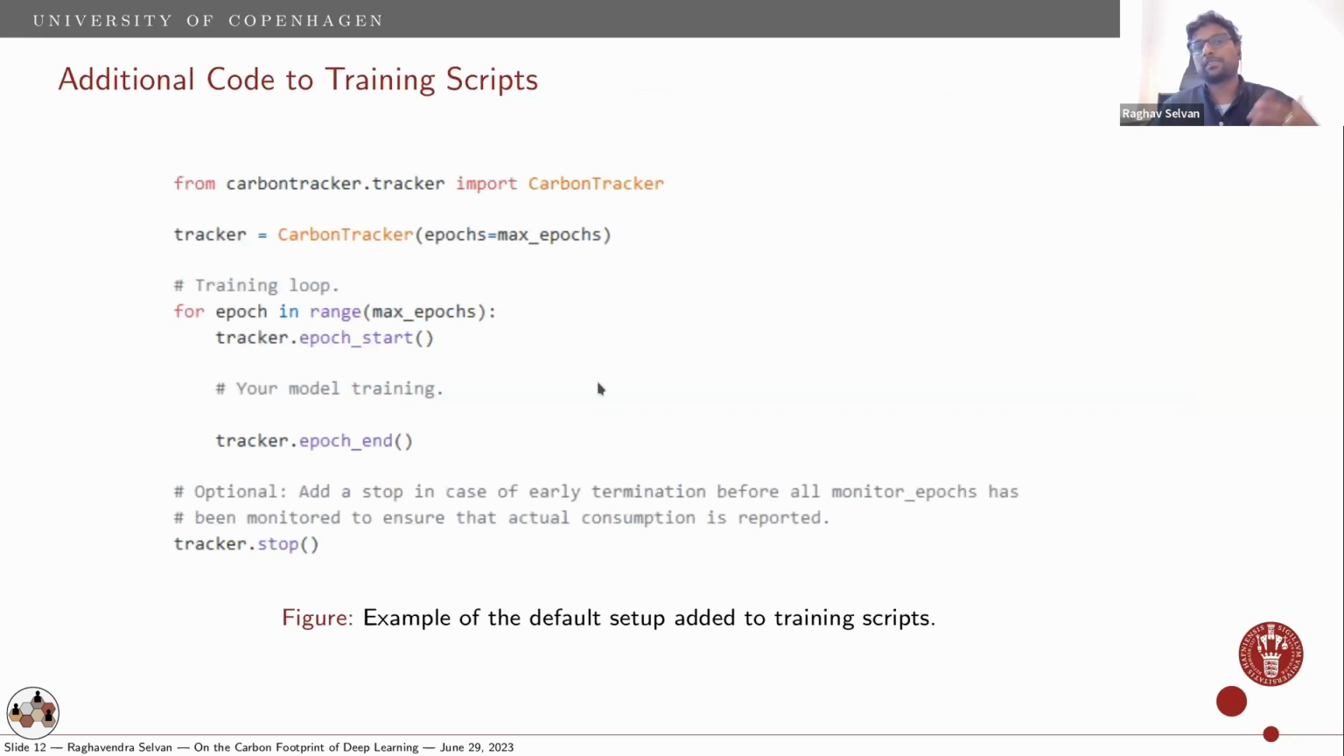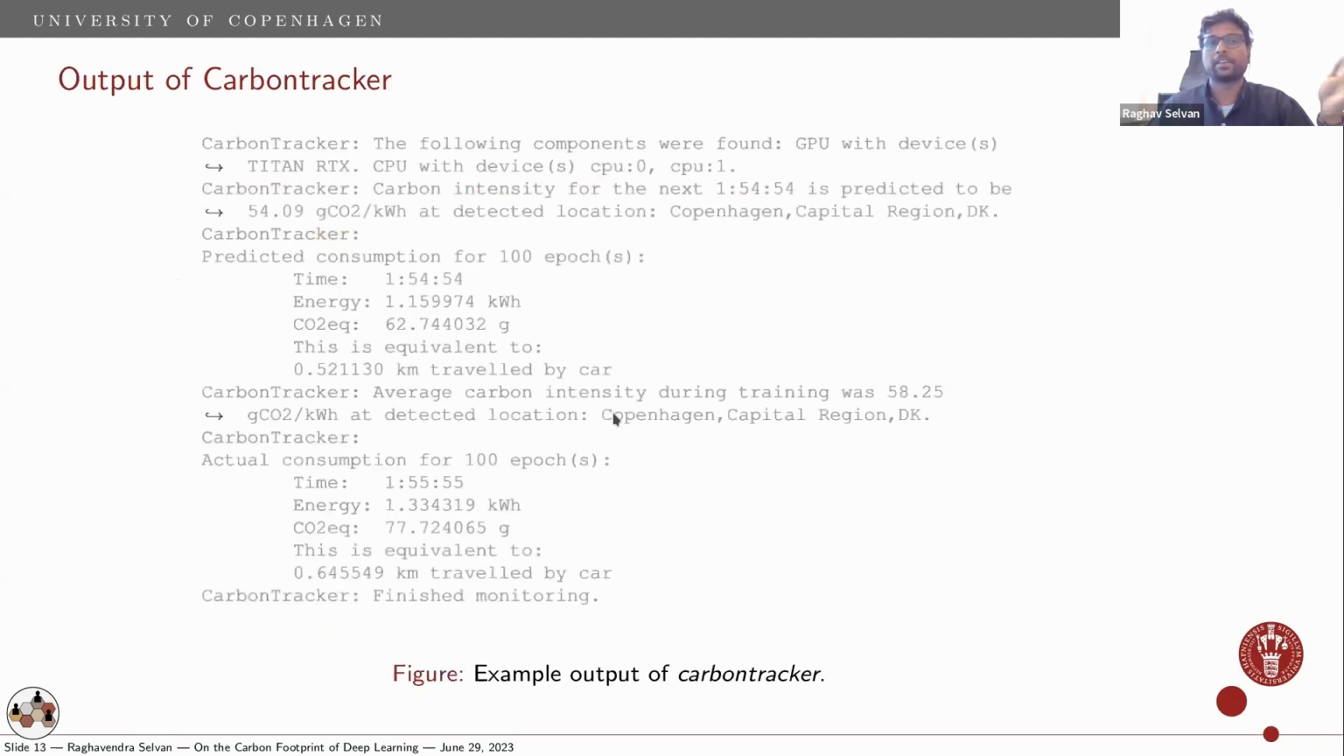I will not get into this, but it's a simple interface. You have to include 4 or 5 lines of code. Once you do this, this is what the output would be. It predicts the energy consumption for the task that you have scheduled. And if you run the whole task, it also measures the energy, time, and the CO2 equivalent. If it's in Denmark or in the UK, we can actually fetch the live carbon intensity from the power grid. So it can measure the instantaneous carbon intensity and then use that to measure the carbon footprint.